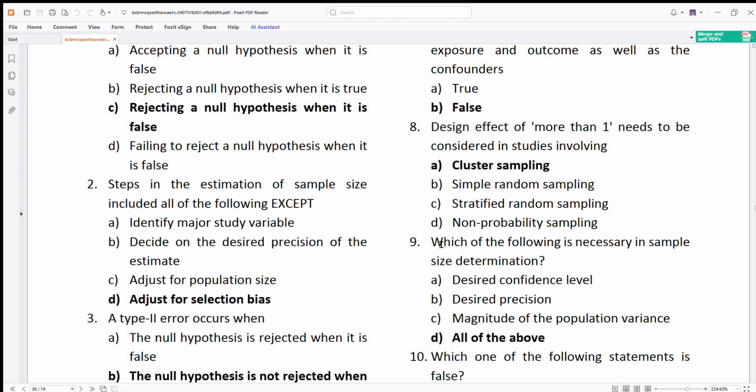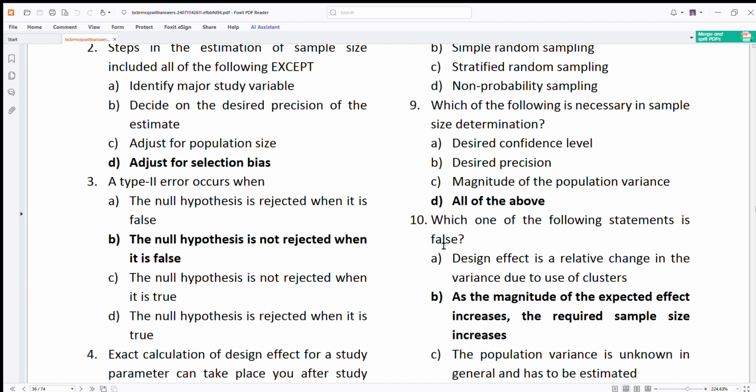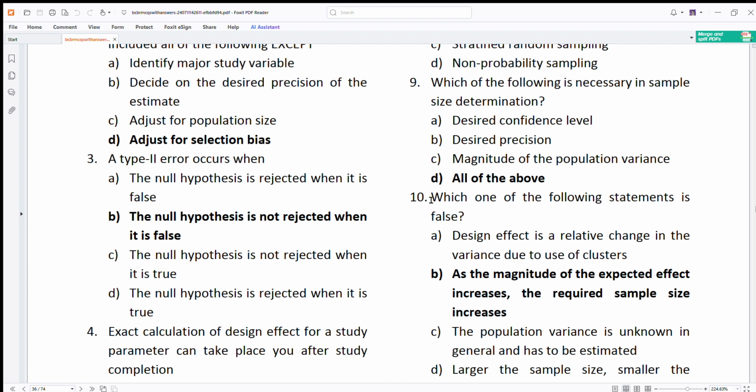Which of the following is necessary in sample size? All of the above, yes. Which of the following statements is false? As the magnitude of expected effect increases, the required sample size increases. Yeah, this is false.